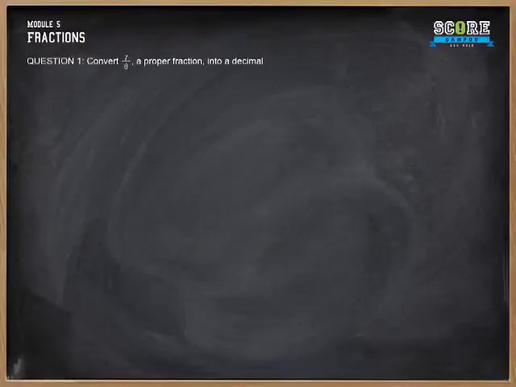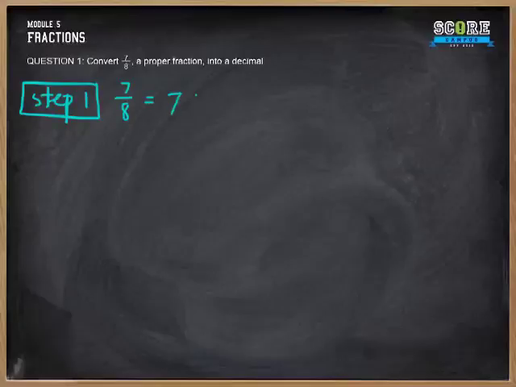Question 1, students, convert 7 over 8, which is a proper fraction, into a decimal. The moment you see a question like that, 7 over 8, the first thing that is going to happen in your head is this answer, the final answer is going to be 0 point something. So all you have to do over here is to divide the numerator by the denominator. So that is step 1. Let's set it up. It is going to be what? Write down 7 over 8, which could be rewritten as 7 divided by 8.